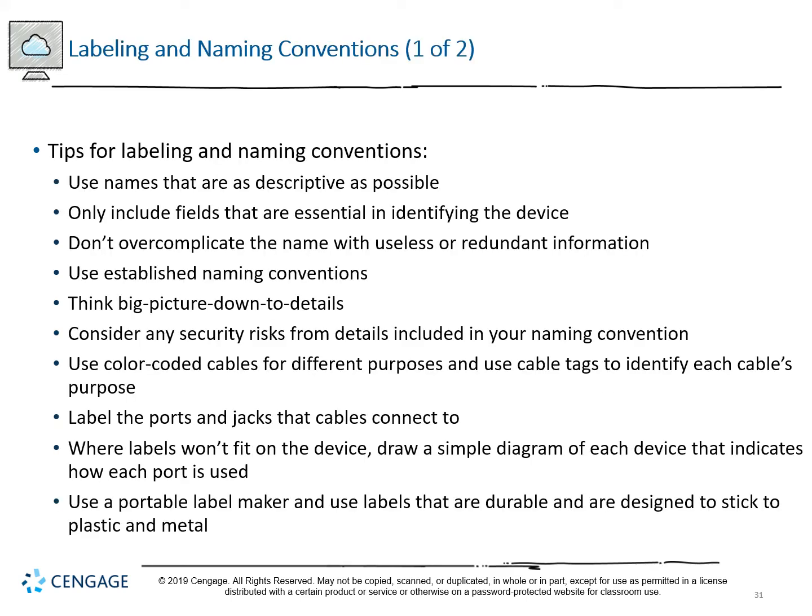For labeling and naming, it is recommended that we use names that are as descriptive as possible. We wish to include fields that are essential in identifying the device, but not anything that's just superfluous. We don't want to have to fill in a bunch of zeros or X's where information that would not be relevant to the device is put on the label. Don't overcomplicate the name. Use established naming conventions where possible. Again, refer to the 606B standard for that.